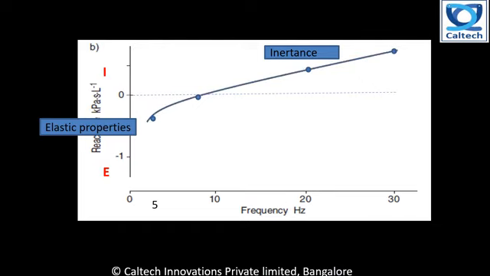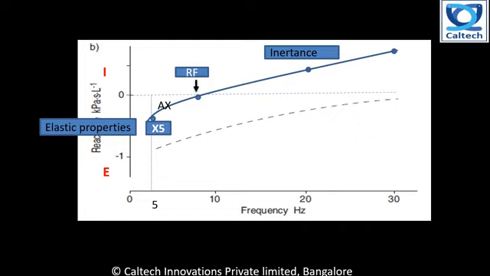When we draw this line, you get a point on this line which is the X5, that is the reactance measured at 5 Hz, and a point where the reactance is 0, that is called the resonant frequency, RF. Now the area on the left side of the resonant frequency tells you about the elastic properties, and that is denoted by AX. The area on the right side of the resonant frequency tells you about the inertance.